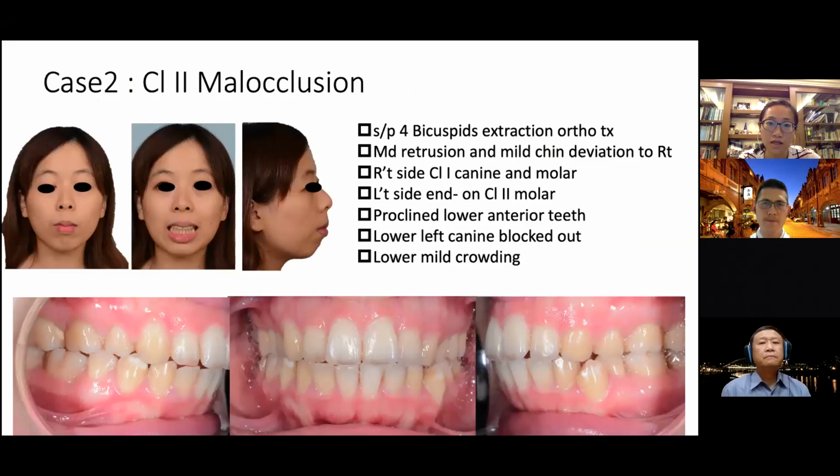Then we'll see the second class 2 case. Take a look at this class 2 case. She came to our clinic due to a still protruded lateral facial profile and mild crowding. We noticed she had received previous orthodontic treatment with 4 bicuspid extractions, but she still suffered from mandibular retrusion and mild chin deviation to the right side. The right side is class 1 canine and molar, but the left side is end-on class 2 molar. She still has proclined lower anterior teeth, a blocked-out lower left canine, and mild lower crowding.